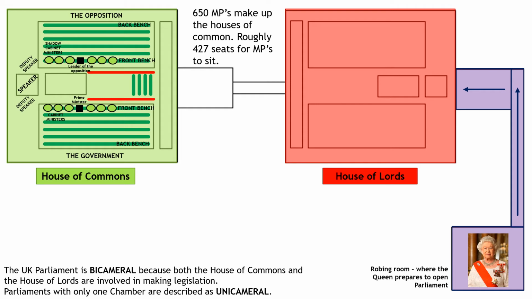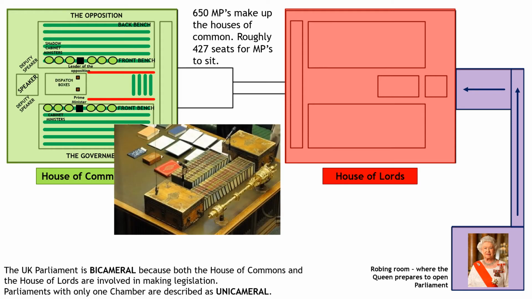Either side of him, there will be two deputy speakers, basically ready to step into the Speaker's role if he is unavailable. And often these deputies will come from either side of the political party, so the government and the opposition. On the table in front of the Prime Minister and opposition are the dispatch boxes, these boxes here, which are used to present and discuss and debate.